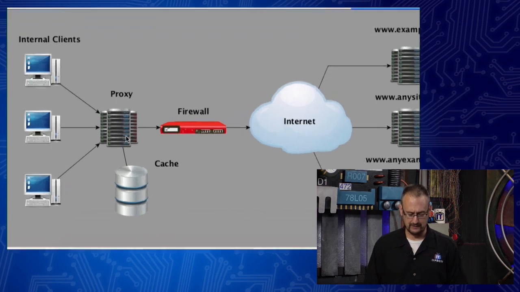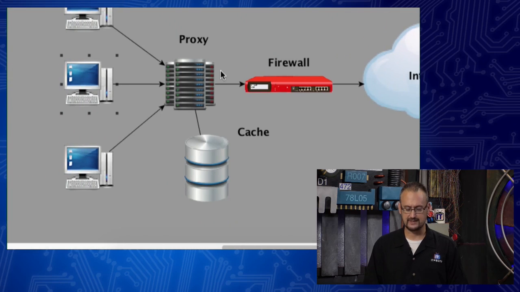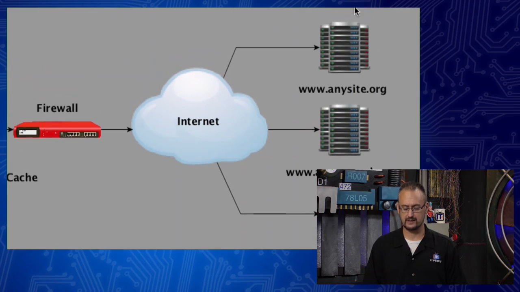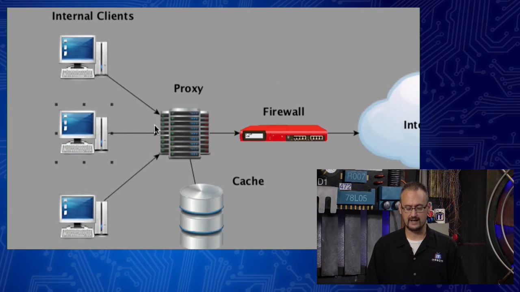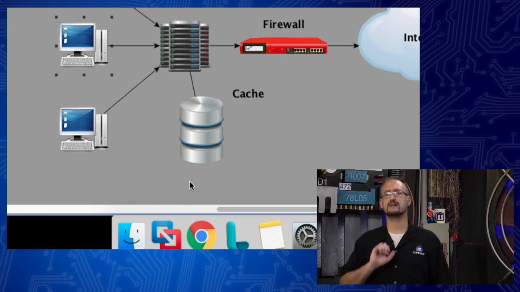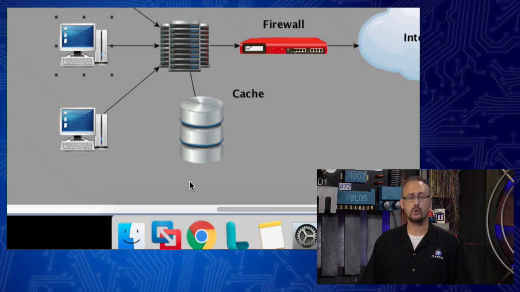Now, the other great thing about this too is that let's say this next computer decides that it wants to communicate across the internet with www.anysite.org. So what does it do? Well, the second client makes a web request. It hits the proxy, and the proxy says, well, hold on a second. Let me check my cache here. Oh, you know what? The first client's already requested that, and it's still up to date. So instead of having to reach out across the internet to www.anysite.org, I'll just go ahead and give you that information from the cache.